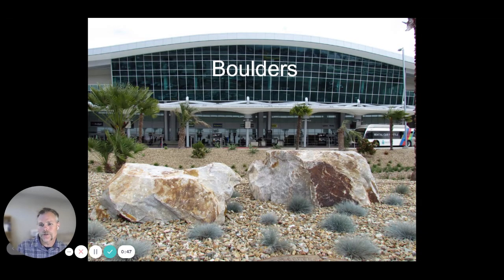Without further ado, let's jump into the very first topic, a very sexy one indeed, and that is how to specify landscape boulders. Today we'll be talking about specifying landscape stone boulders, as well as some general rules of thumb of what to do and what not to do.